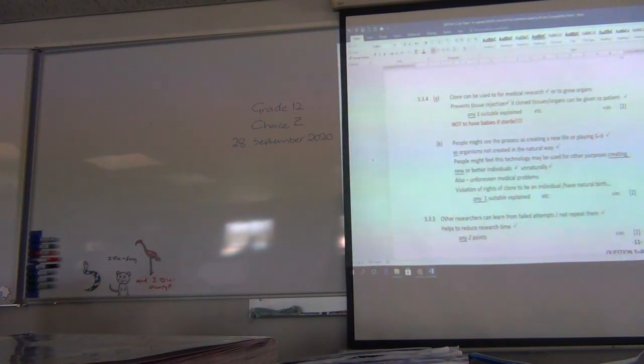3.3.4a, okay. The process has been successfully used to clone other animals as well, and the potential to use it in humans is on the cards. Why might you agree that it would benefit people? Because they can be cloned for use for medical research. How cool is that? Or to grow organs. What's a disadvantage? This is still the advantages. Prevents tissue rejection because it's cloned tissues or organs that can be given to a patient. Nothing about having babies if one is sterile.